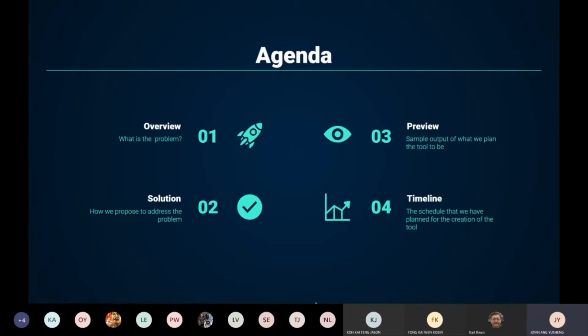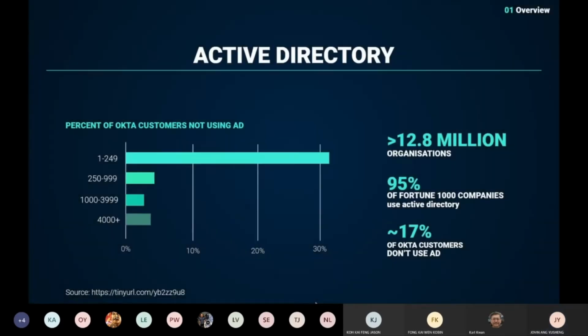Let's first start with some statistics about Active Directory. Active Directory is being used by more than 12.8 million organizations across the globe, and 95% of Fortune 1000 companies, which is a list of companies that make the most money, use it too. And out of all of Okta's customers, a cloud identity platform such as Azure AD, only 17% of them don't use Active Directory. And out of these, 30% of the companies have less than 250 staff. As these companies grow, adopting Active Directory becomes essential.